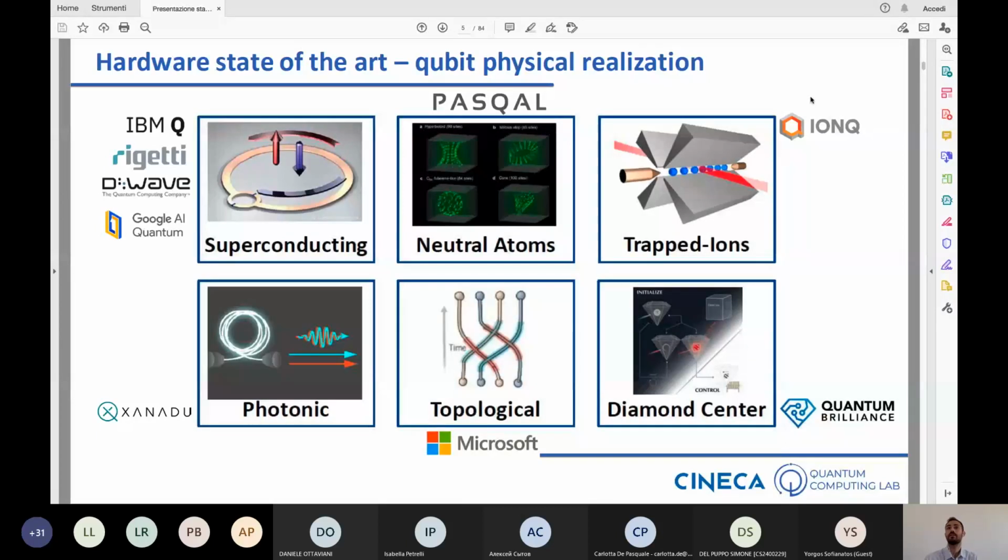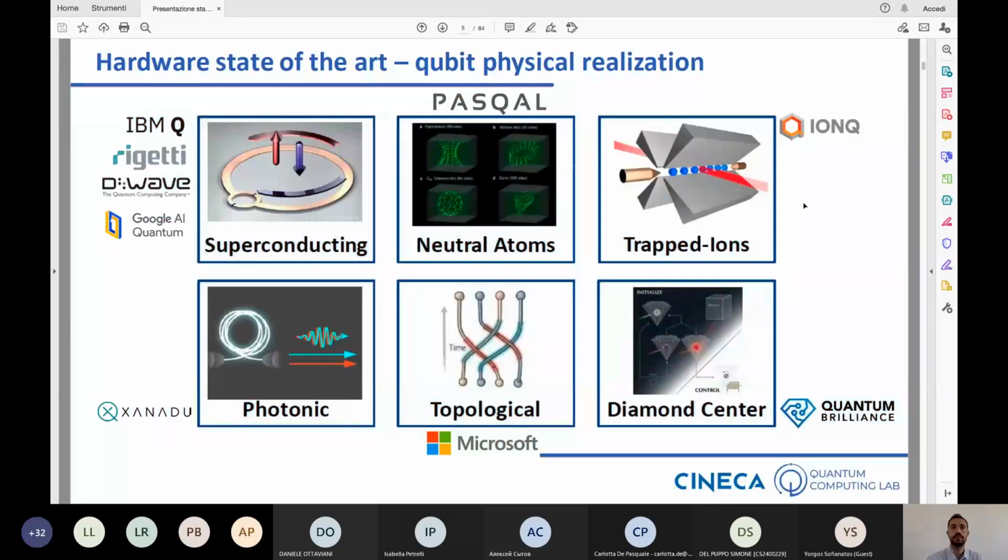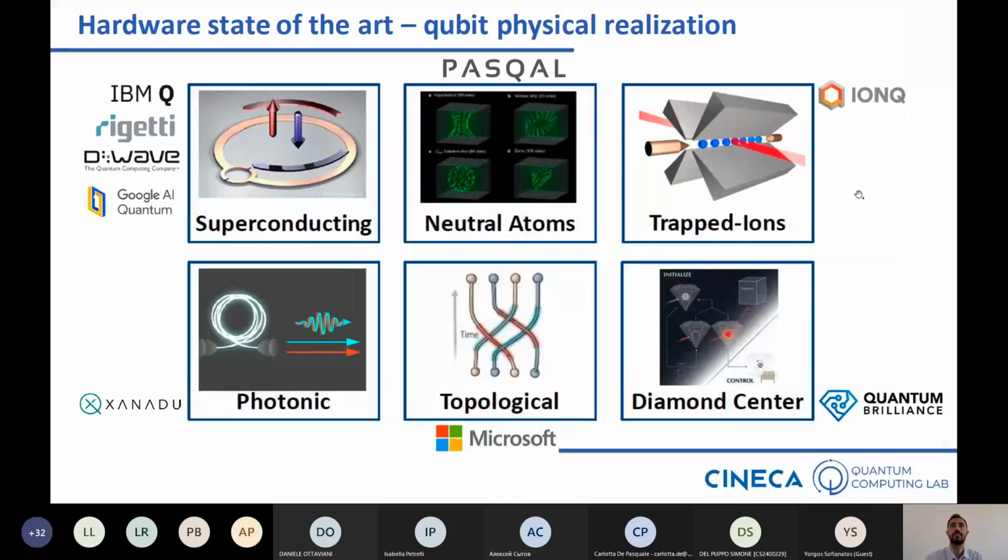So that's IonQ. And finally, we have what we are going to discuss today. Sorry, this was not in presentation mode. Okay, now it's presentation mode. And we have Pascal.